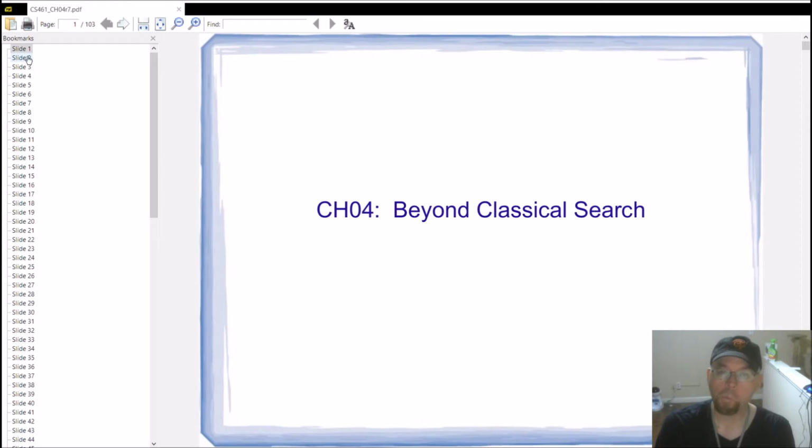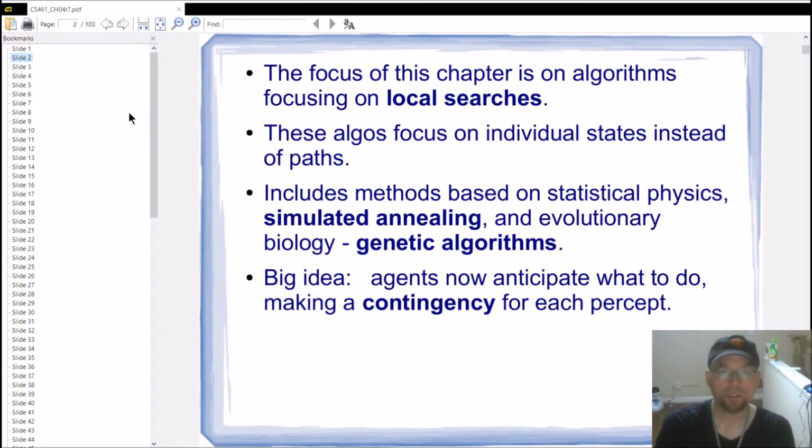Right. So, beyond classical search. Okay. So we've been talking about a certain type of search previously, right? Searches that led to solutions to problems that were sequence of actions. Okay. The focus of this chapter is on a different type of algorithm, or different types of algorithms. And these algorithms implement what are known as local searches.